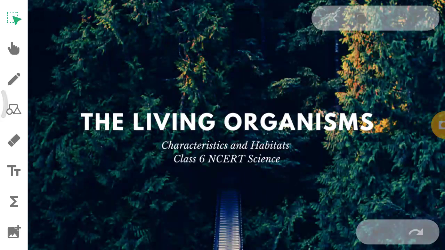So, today we are going to learn about the living organisms, their characteristics, and habitats. Let us start with a forest. Think of a forest. What do you imagine? What can we find there?